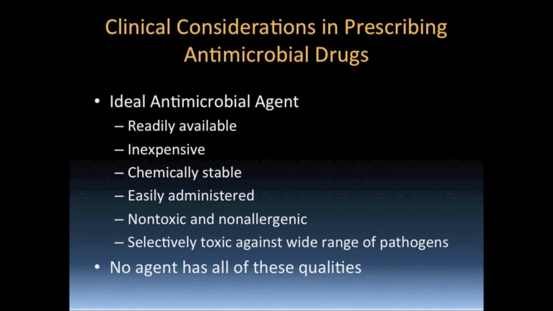The characteristics of the ideal antimicrobial agent are that it is readily available, inexpensive, chemically stable, easily administered, non-toxic and non-allergenic, and selectively toxic against a wide range of pathogens. There are not any antimicrobial agents that meet all of these criteria. Therefore, the best drug for the given situation must be selected with regards to a set of criteria. The best antimicrobial agent is selected based on its spectrum of action, its efficacy, its route of administration, and its safety and side effects.